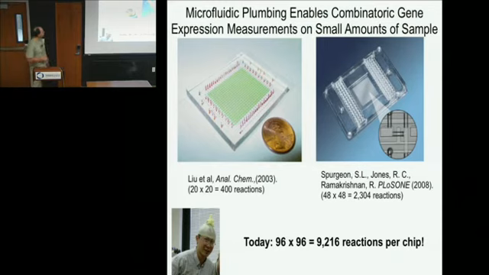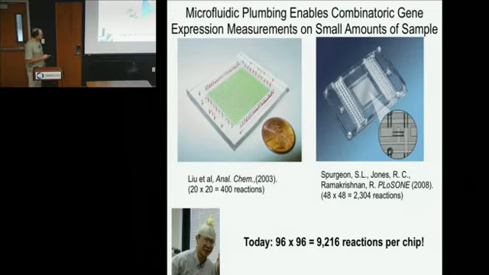This was designed by Jian Liu, who was a student. 20 by 20, which gave 400 reactions with only 40 pipetting steps. That was a nice economy of scale, and we used it for PCR. Then Fluidigm built a commercial version that was 48 by 48, and then they made one that was 96 by 96. So you can do very large numbers of gene expression measurements or genotype measurements per chip.